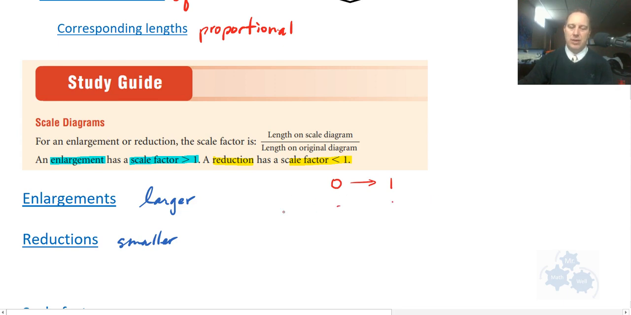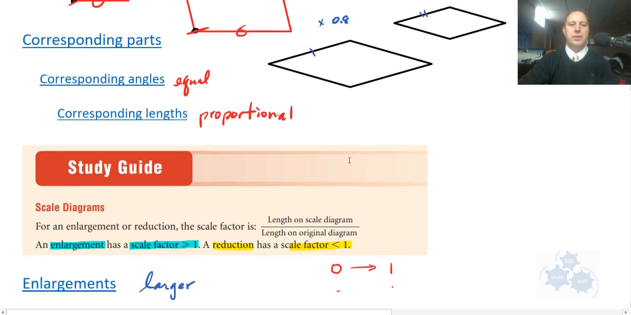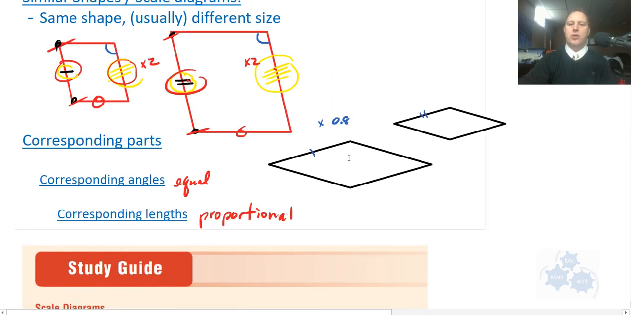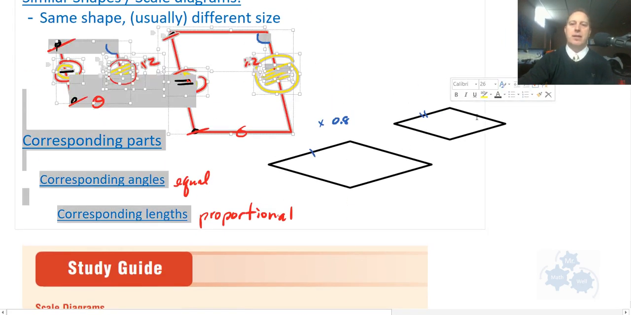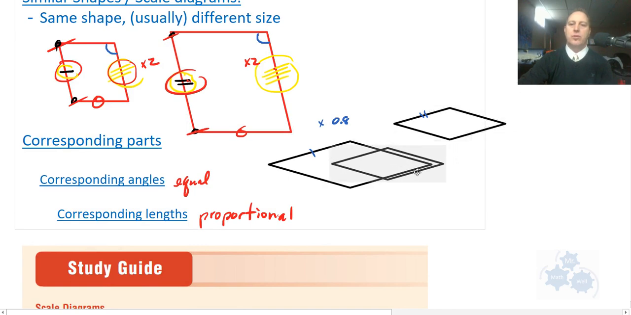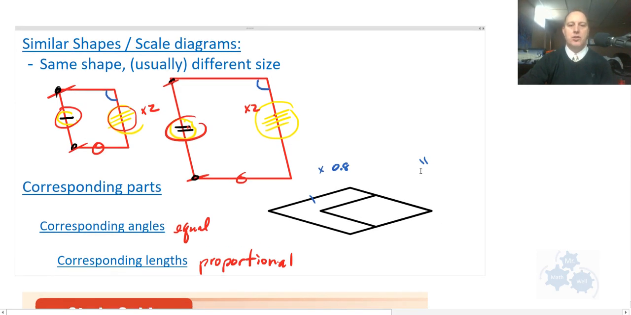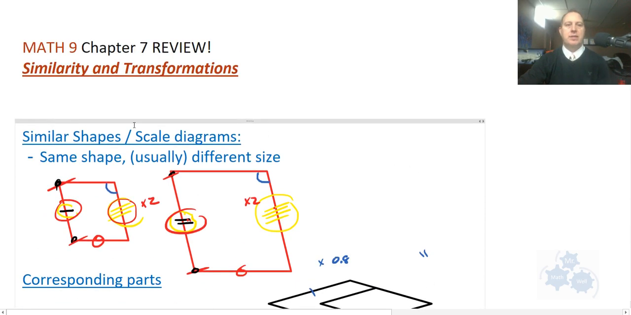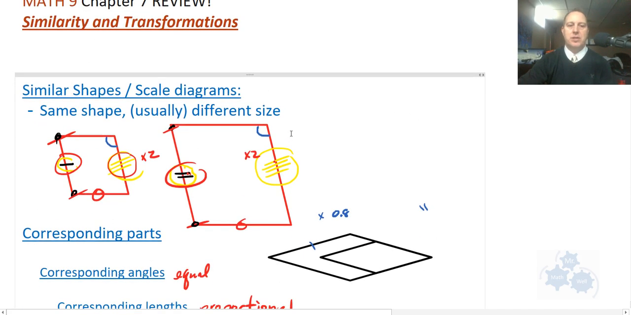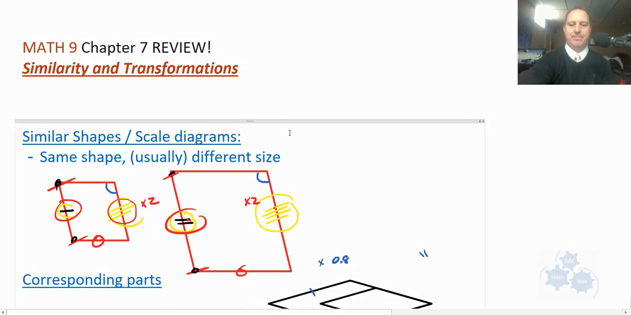A negative scale factor, we're not going to get into that. We're not going to get into negatives. We're just going to talk about between 0 and 1. That's what less than 1 means, and that's a reduction. So just remember that angles are the same and sides are proportional. So remember this graphic here. If we bring a similar shape onto the other one, the angles should be exactly the same. Okay? So there's your review for Chapter 7, Similarity and Transformations.